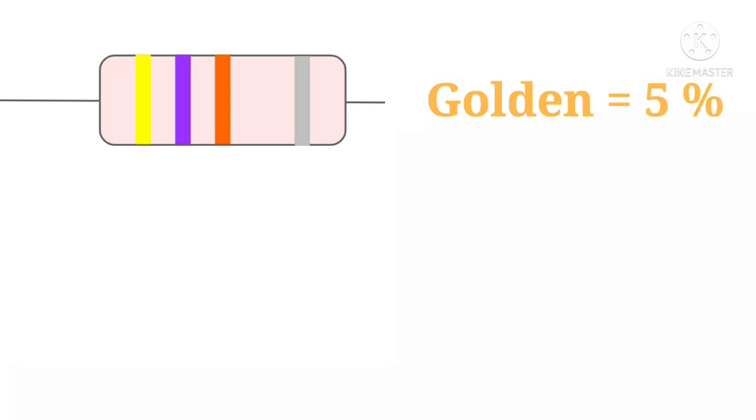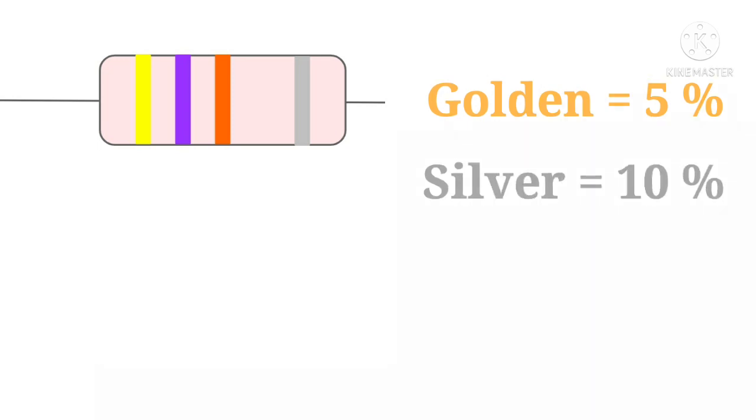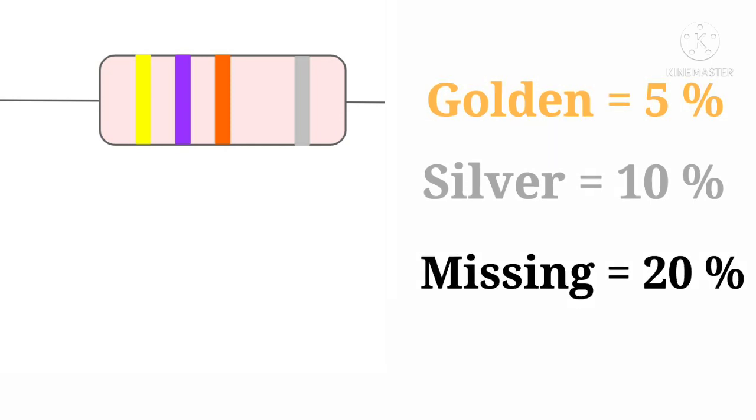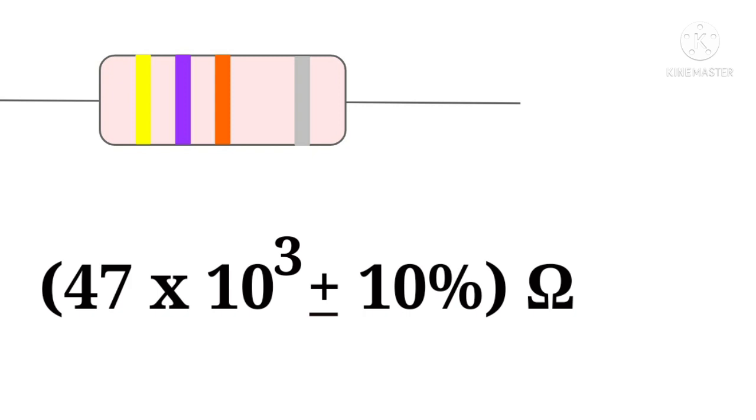Now for the fourth or tolerance band, there are only 2 colors available. One is golden and it means 5% error. One is silver and it means 10% error. And if the fourth band is completely absent or missing, then it means 20% error. Now here the fourth band is silver, so it has 10% error. So the resistance of this carbon resistor is 47 into 10 cube plus minus 10% ohms.